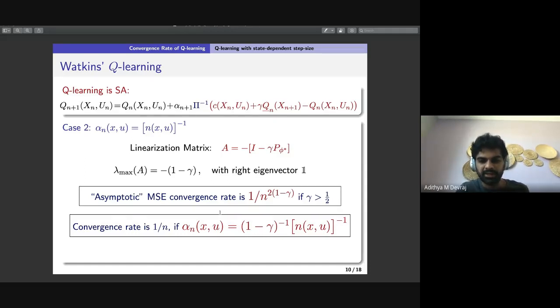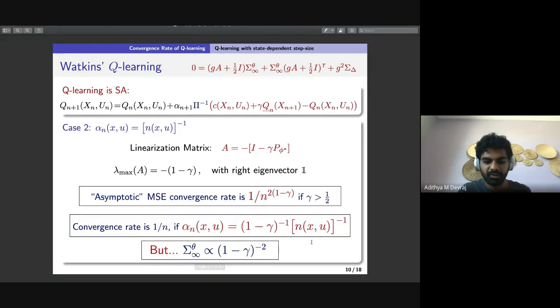So again, if you use a step size of this form, then you get a 1 over n convergence rate. But the asymptotic covariance scales like 1 minus the discount factor to the power -2, and you can get that by looking at the Lyapunov equation over here. This is something you expect by looking at the finite time bounds, which have a factor that blows up as 1 over 1 minus the discount factor to the power 2. Okay, so we recovered an expected result here.